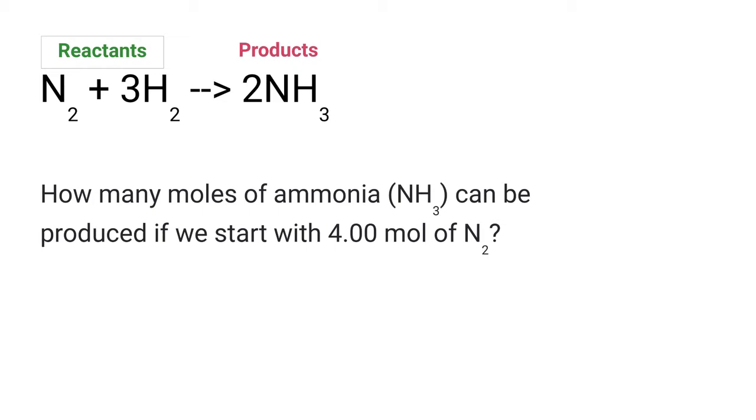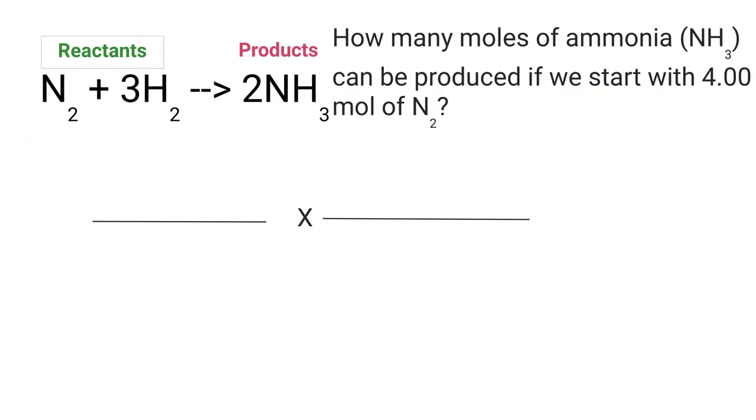So a good starting question and a pretty common question for stoichiometry is shown here. It says, how many moles of ammonia, which is NH3, can be produced if we start with 4 moles of N2? To do a problem like this, we have to use dimensional analysis, which your teacher may have taught you already, hopefully, if you've done the mole. Just like we use conversions for the mole, we can also use conversions like this for stoichiometry.